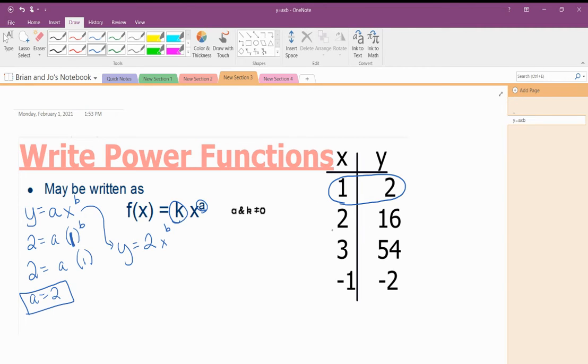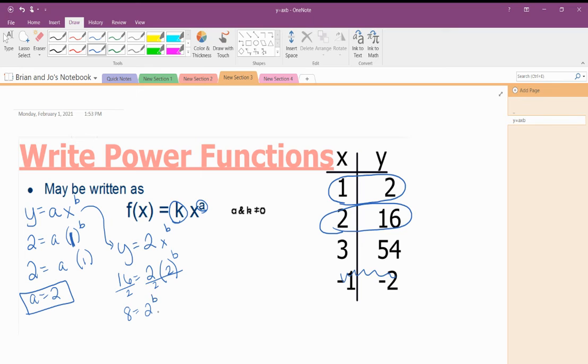So I just pick another point. It doesn't matter. Well, I wouldn't pick the negative one either, because that might present an issue. Let's just go to 2, 16. Let's plug that in. So 16 is the y, and 2 is the x. And then to solve this, I can't multiply those 2s because the first 2 is not being raised to the power. So I would instead divide and move it over to the other side.